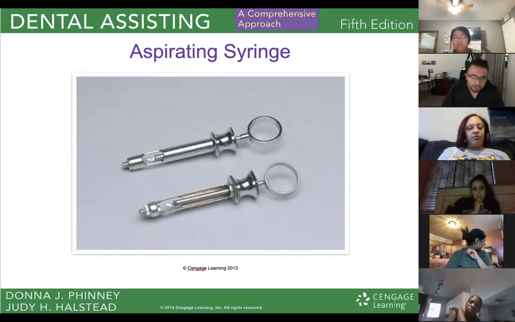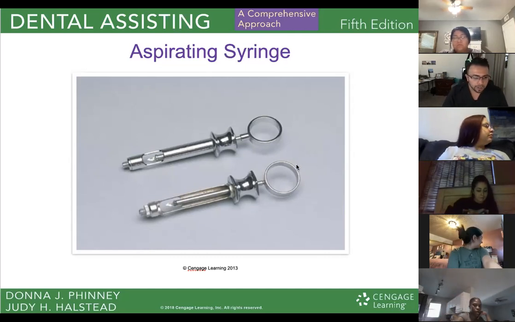Good. So the parts of the aspirating syringe are the thumb ring, which we see here. We see the fingertip or finger grip bar, which is this area here. This is where they'll grab onto it with their two fingers.